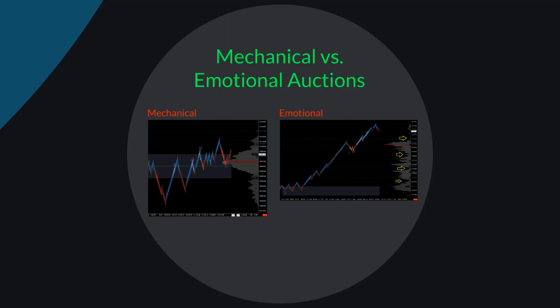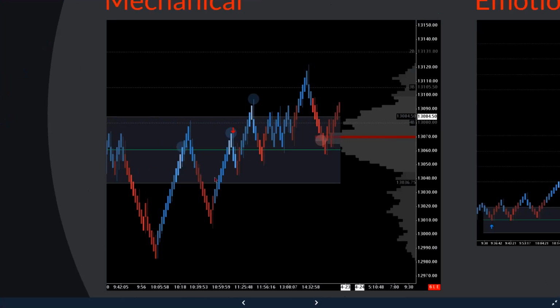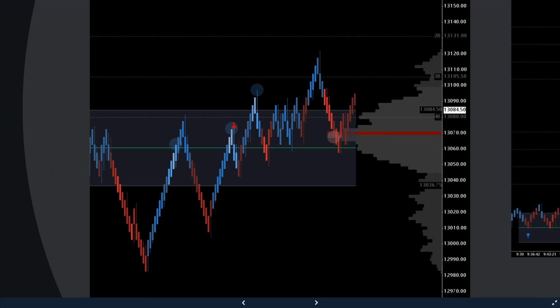Think about this. Mechanical, if we're rotating back and forth, then that primary leg is not efficient. If we have an emotional auction where we have no rotations, it's a very efficient auction, just moving. So a mechanical auction or an inefficient auction is characterized by auction rotations occurring at levels of MGI, market generated information, or pivots, or VWAPs, or value areas. Anything that we're gauging as areas of interest is market generated information.